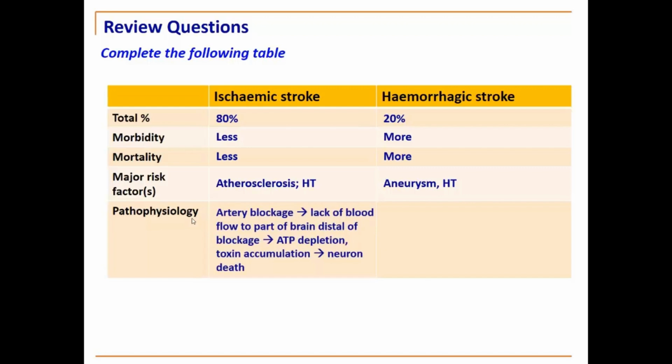So in ischemic stroke, you get an artery blockage, leading to a lack of blood flow to the part of the brain distal of that blockage, ATP depletion, toxin accumulation, and neuronal cell death.